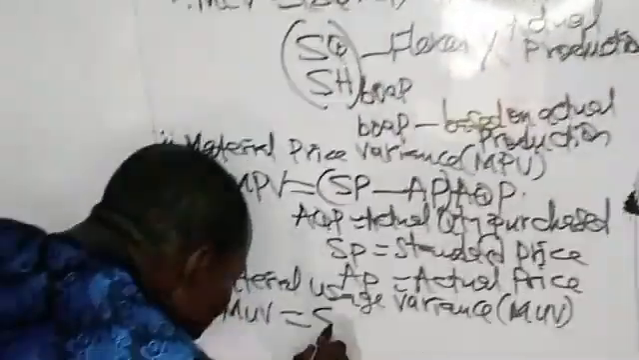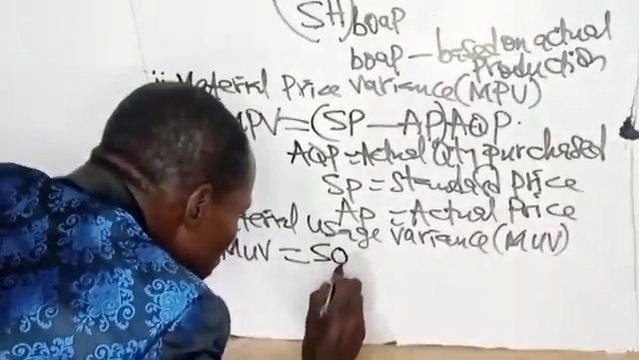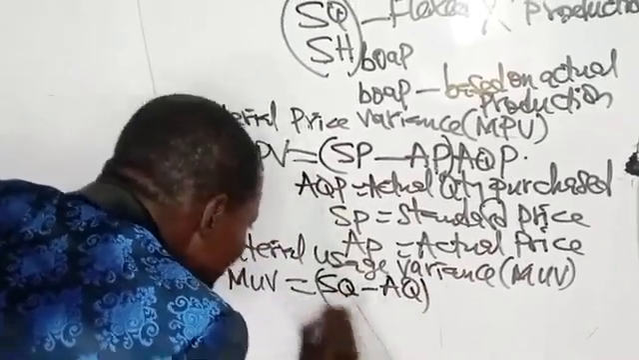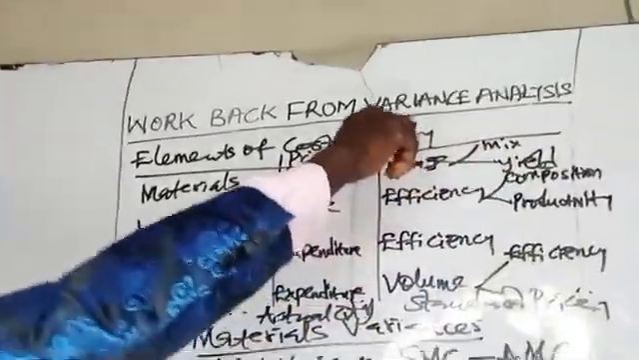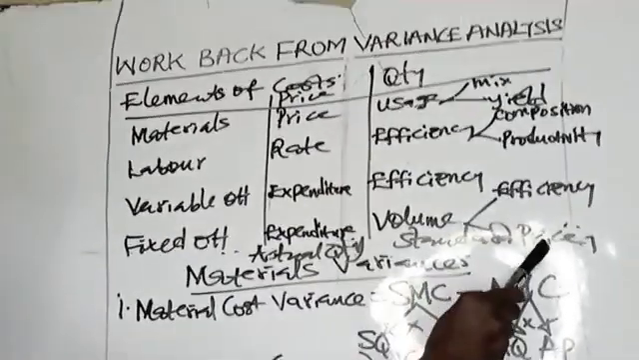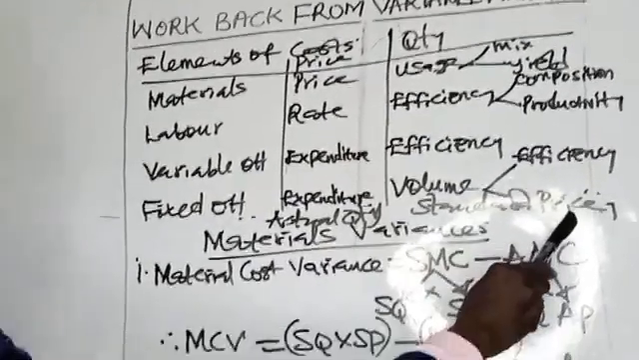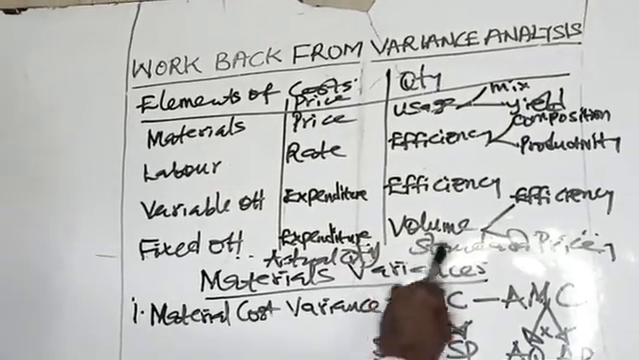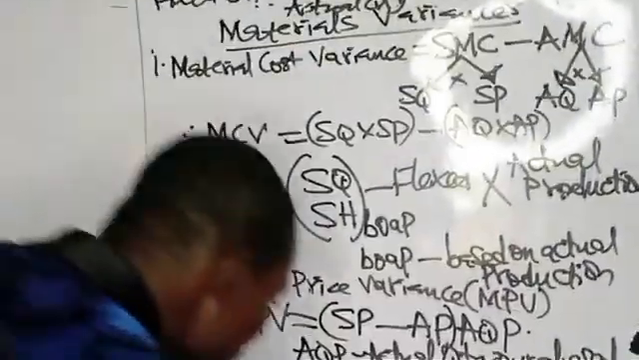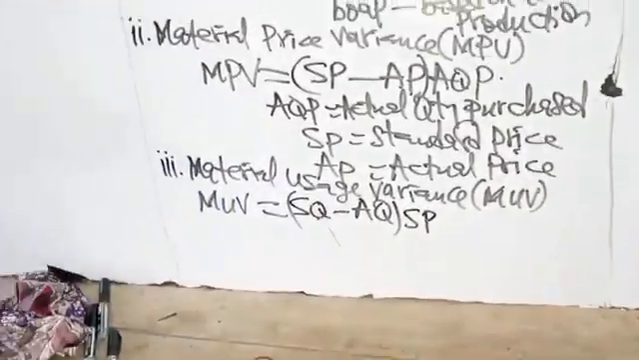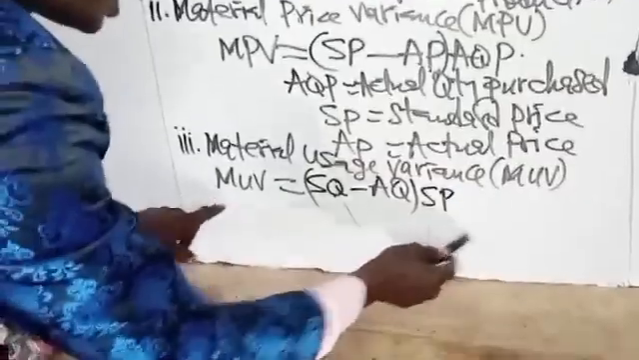Standard quantity minus actual quantity. But remember, I've told you earlier that if you are calculating anything under the quantity variance, you use price as the weight. The price to use as weight must be the standard. That is why we'll be having the standard price as the weight, multiplied by the standard price. That is for the material usage variance.